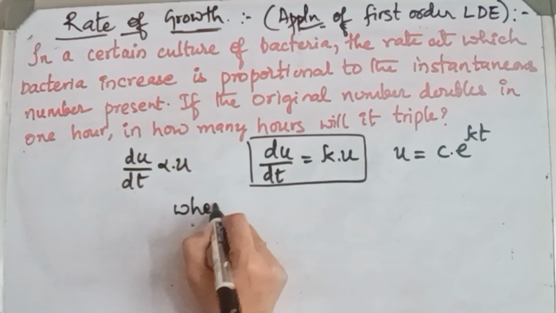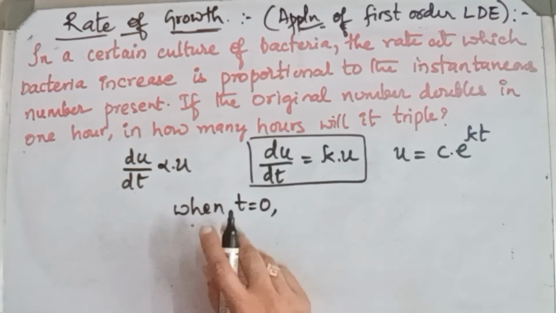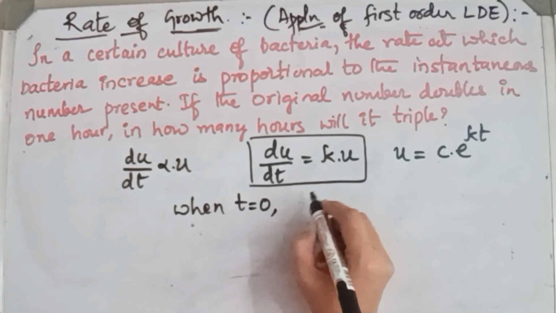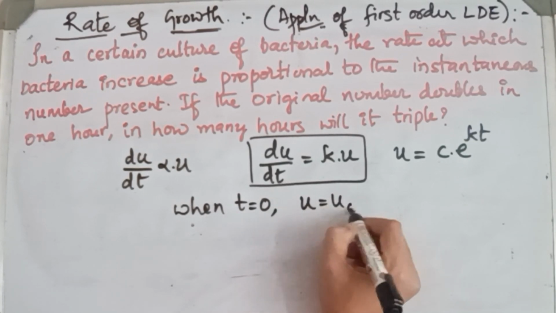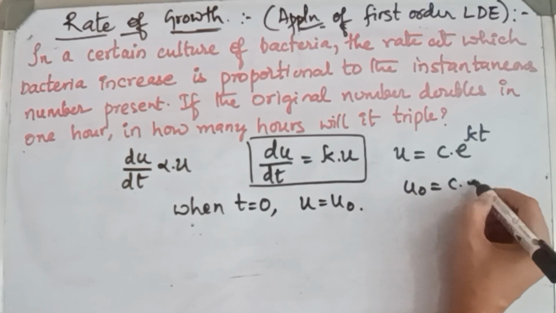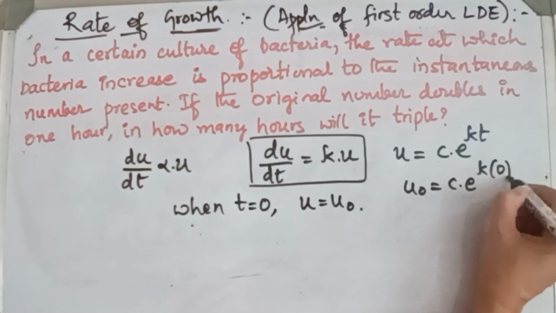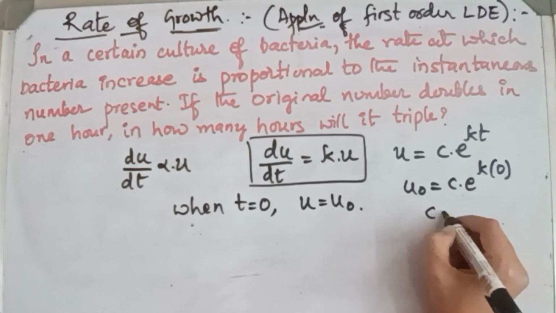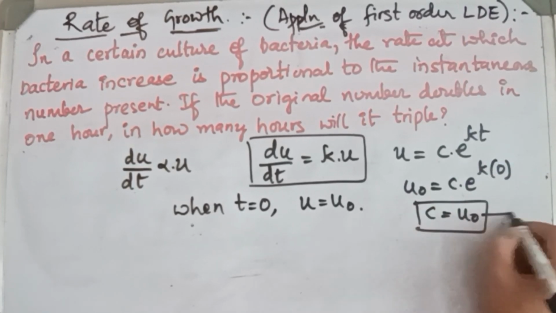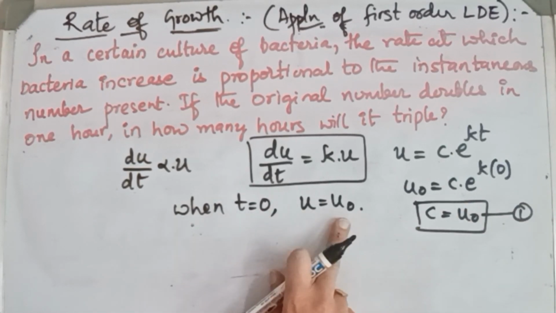Now, when time t is 0 initially, let me take the number of bacteria present as u naught, u equal to u naught. Therefore, u naught equal to c into e to the power k into 0. So this gives you c equal to u naught, since e power 0 is 1. This is the value of c using this initial condition.